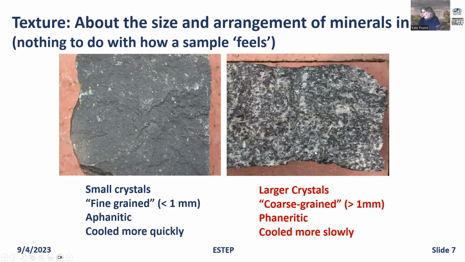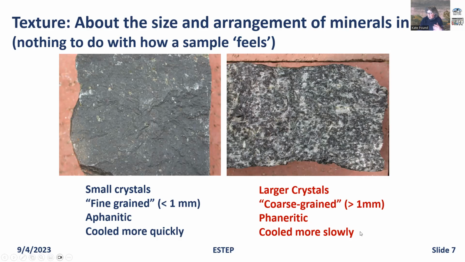On the other hand, moving over to the one on the right here, we've got some larger crystals. They are distinct. We can kind of pick out these elongate shapes. This is called being coarse-grained. So they are, in this case, larger than about 1 millimeter. And our fancy word for an igneous rock made of larger, coarse grains is phaneritic.